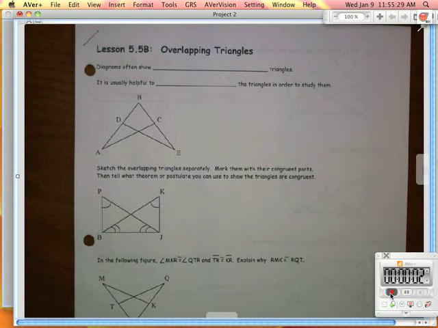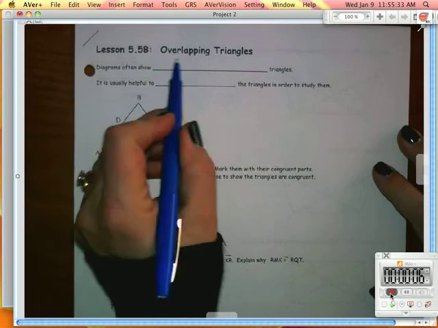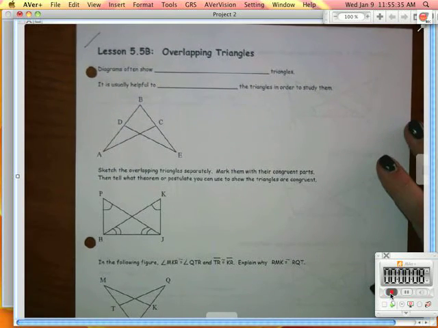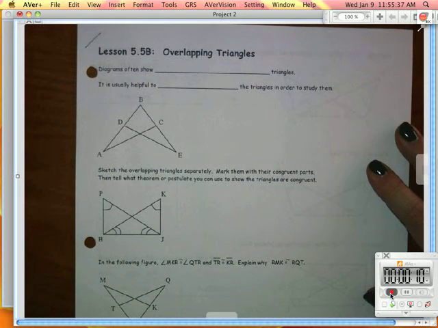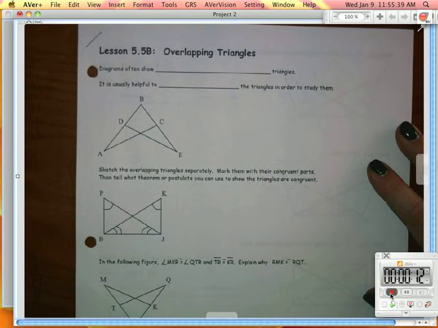Alrighty, so here we go. You should have your notes out. 5B, overlapping triangles. So as I record, you should be stopping and listening. That's the beauty of listening to a recording for notes. If you don't get something, you can stop it and pause it, or you can go back and listen to it again, just to make sure you understand.